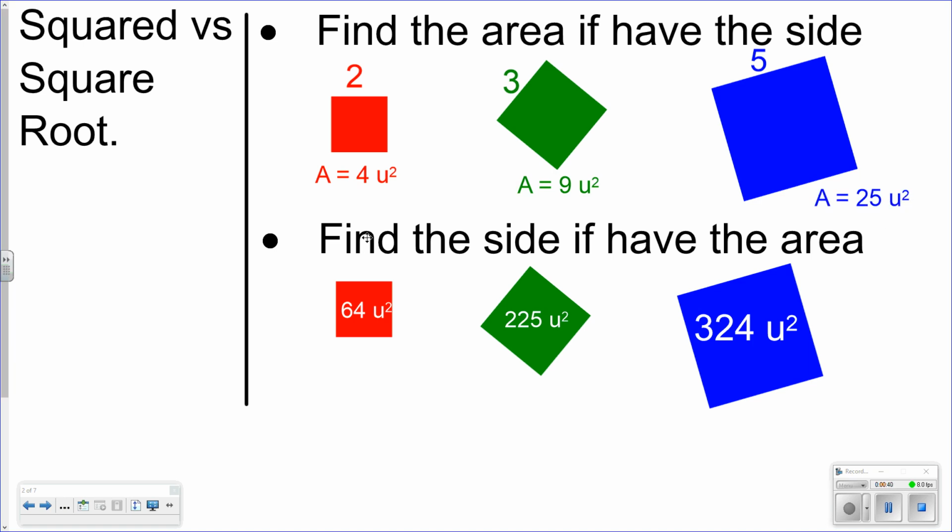But sometimes you have to find the side because you've been given the area. In this first one, this red box, it says the area is 64 units squared, so that means the side is 8. In the second one, the area is 225 units squared, which means the side is 15. And the third one says 324 units squared, so that means the side is 18.